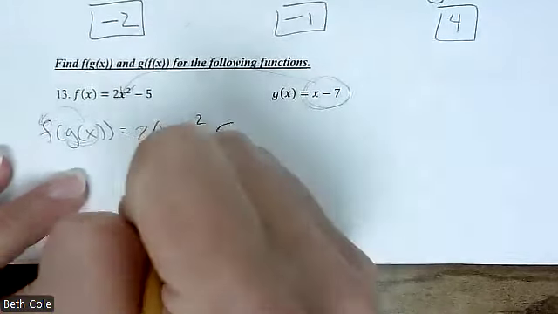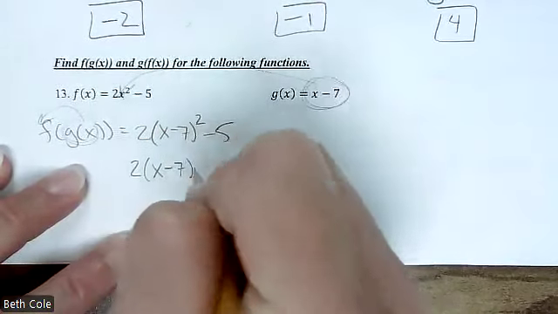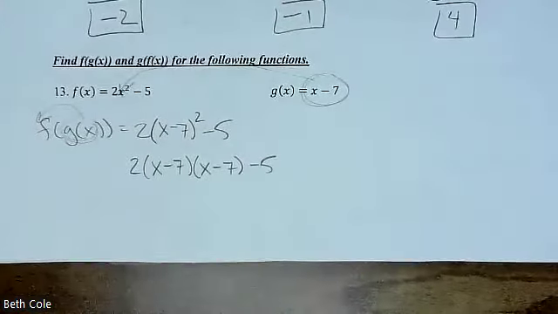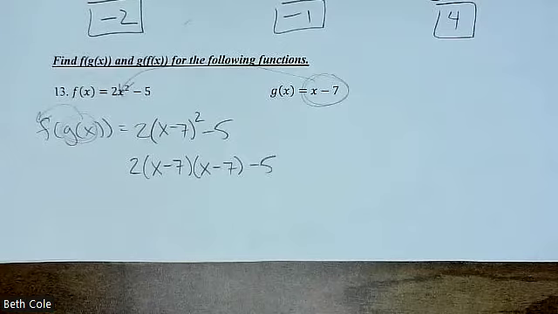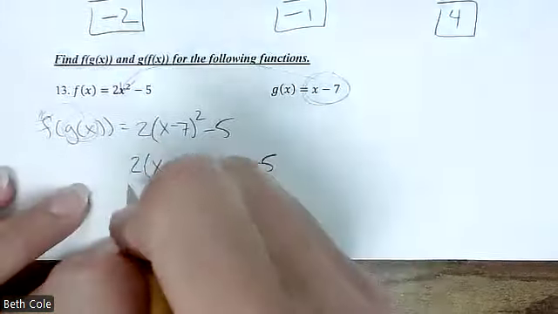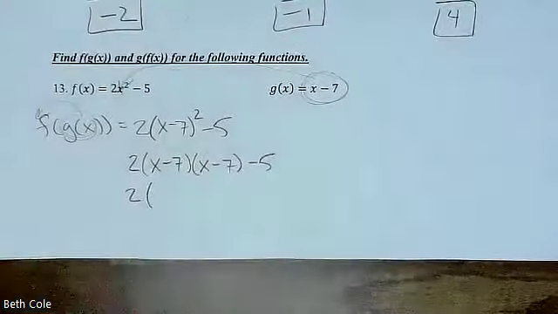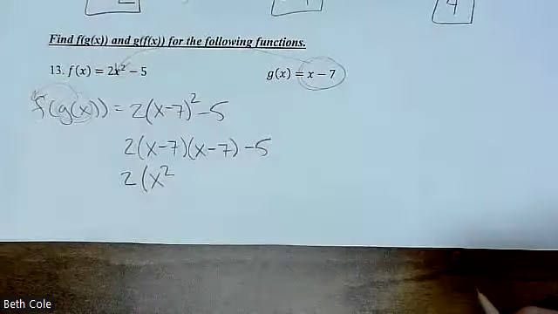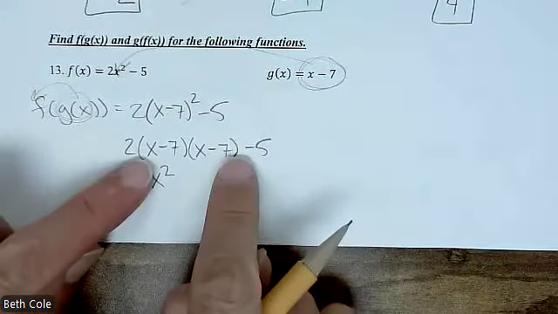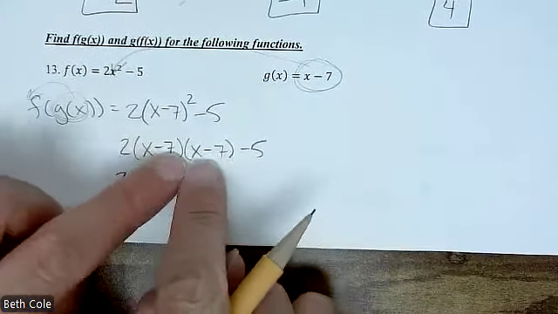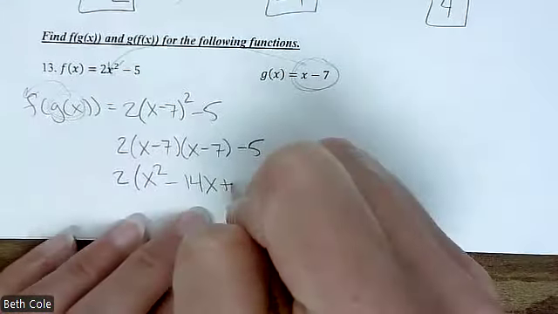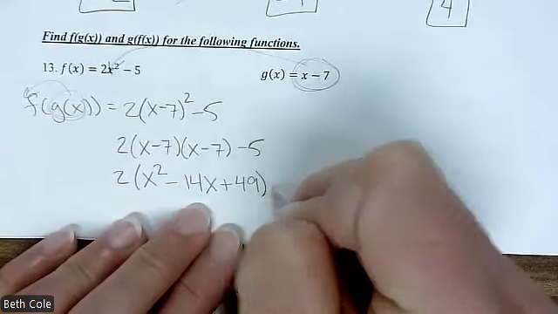When it's (x minus 7) squared, that means you should write that twice. It is a twin. And then you're going to have the 2, just wait patiently. x times x, x squared. Do the outsides and the insides. Minus 7x, minus 7x. Minus 14x, very good. Plus 49.